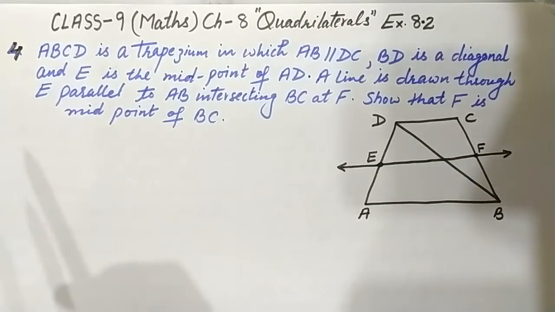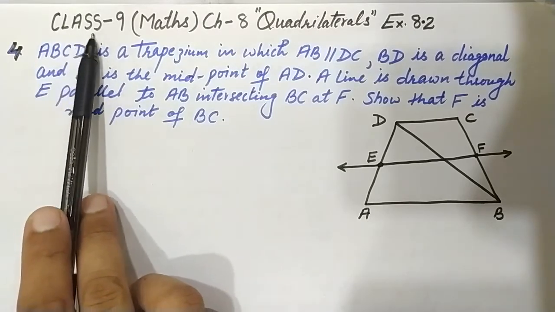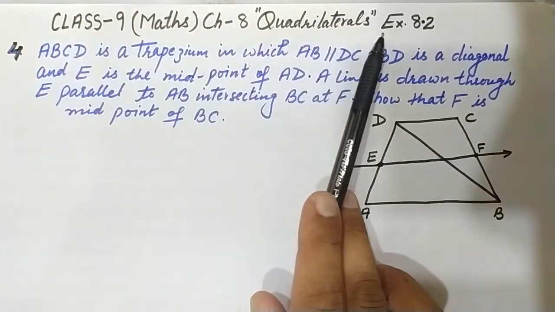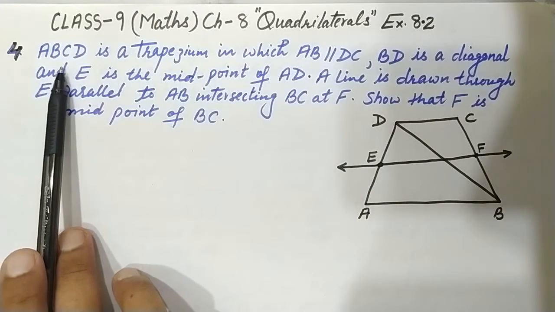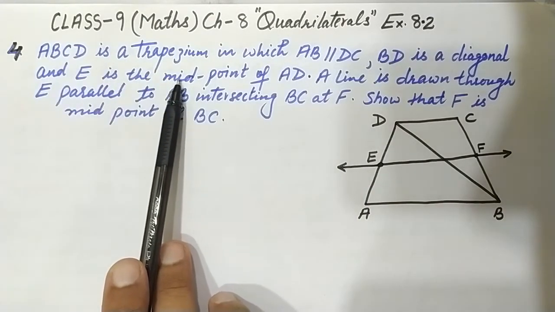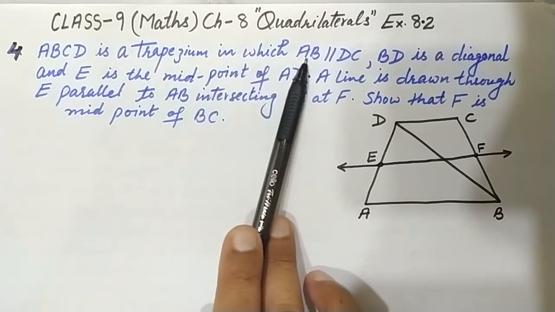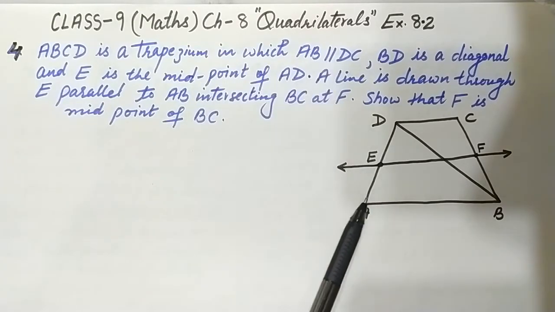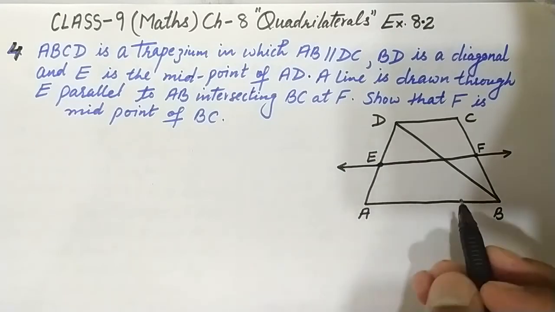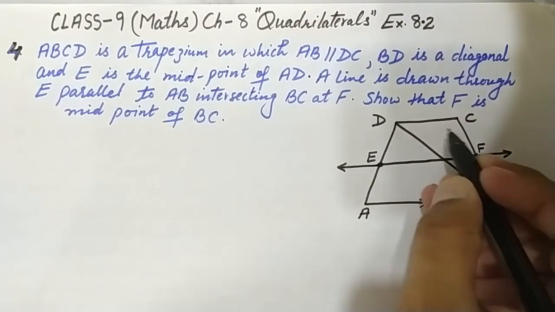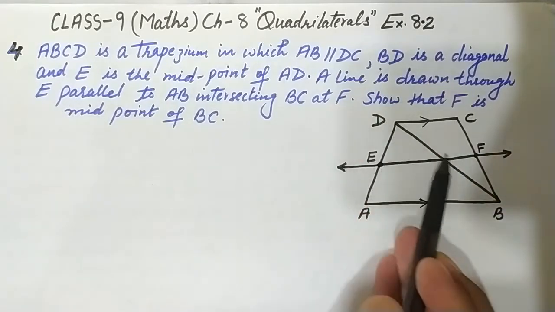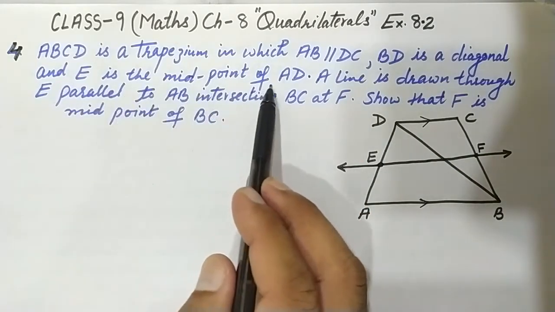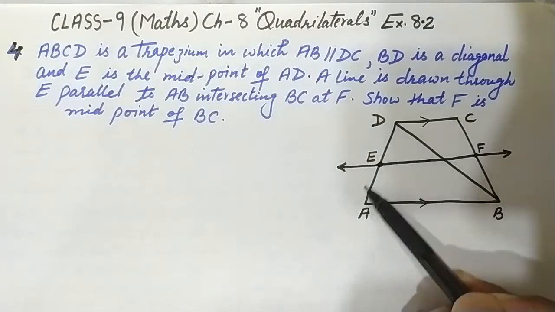Let's do this question. This question is taken from class 9 chapter 8 quadrilaterals and this is exercise 8.2. Fourth question is: ABCD is a trapezium in which AB is parallel to CD. So here ABCD is a trapezium, AB is parallel to CD, given. BD is a diagonal, right? E is the midpoint of AD.